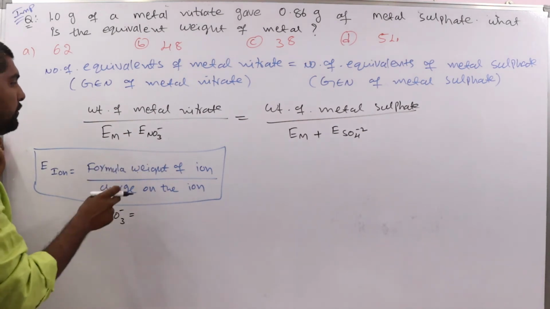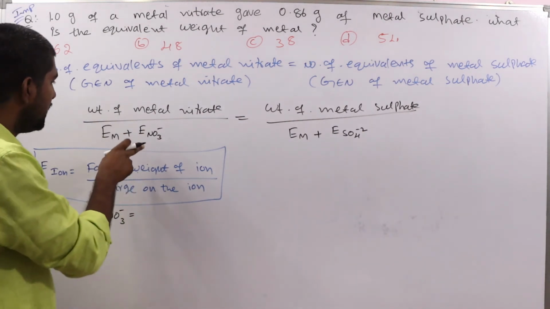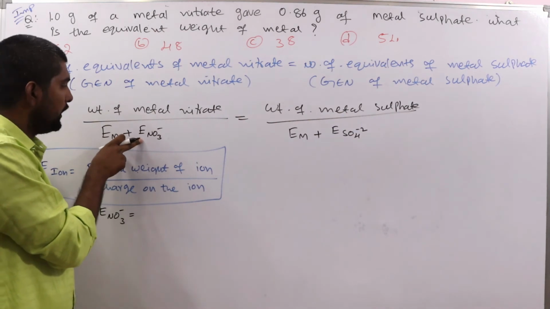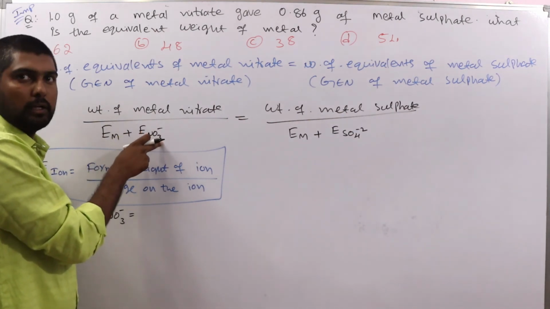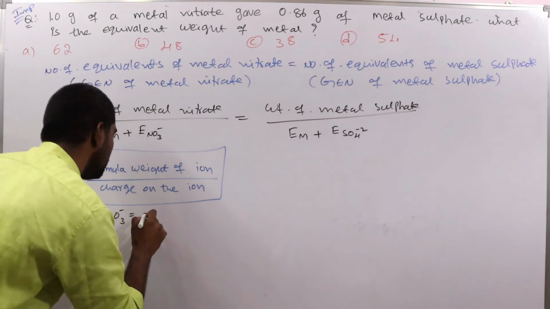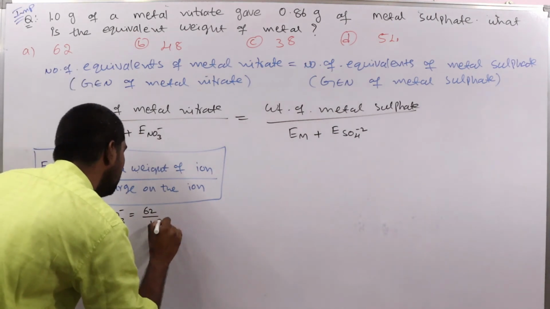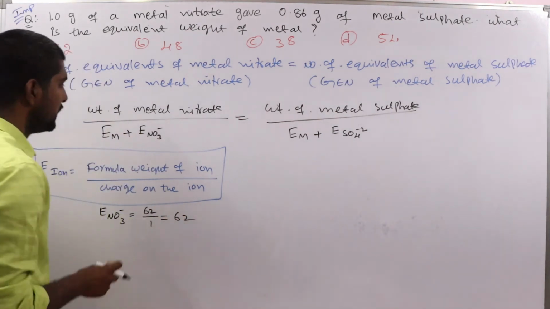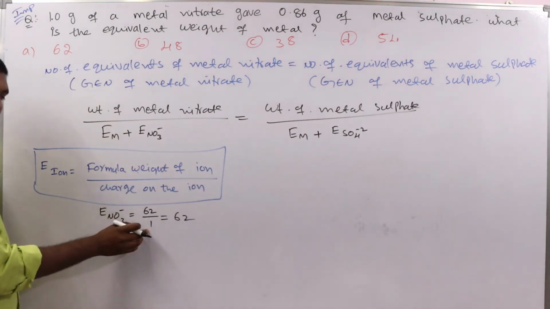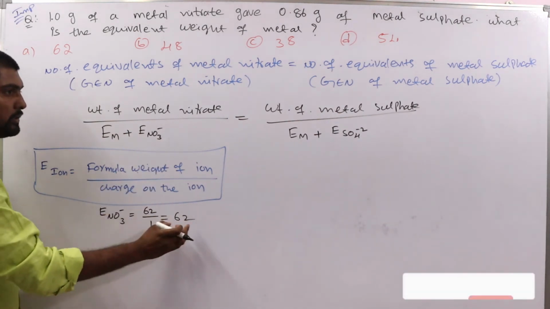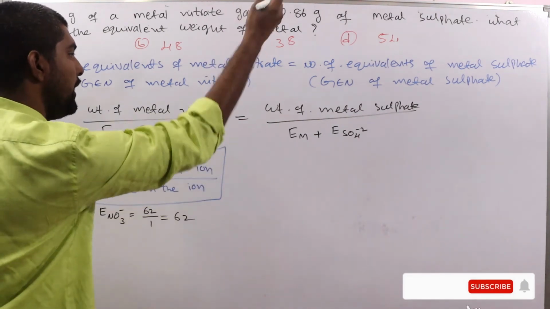How much? NO3 minus, nitrogen atomic weight is how much? 14 plus 3 oxygens, 3 into 16, 48. Total is 62 by 1. That is equal to 62 because charge on the ion is 1. Clear? So equivalent weight of nitrate is how much? 62.